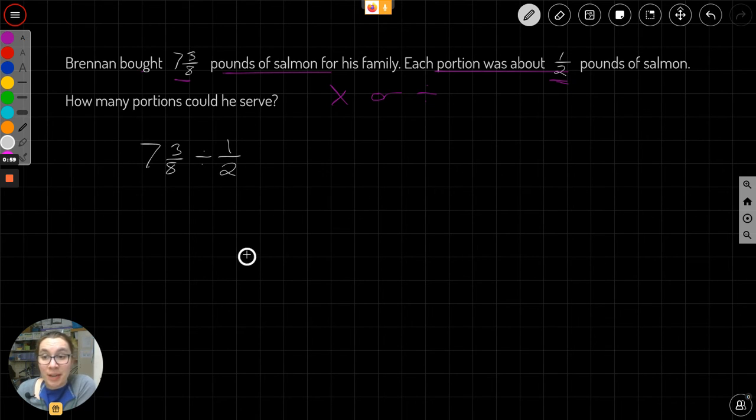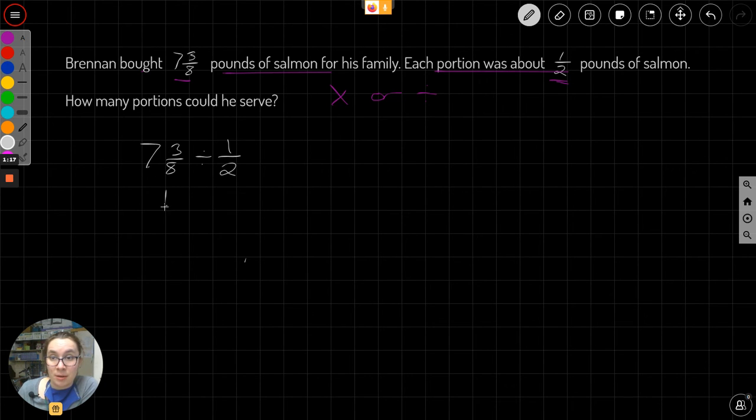And just like with the multiplication problem, the first thing that we need to do is change this mixed number, any and all mixed numbers, into an improper fraction, because we cannot divide 7 by 1/2 and then 3/8 and 1 by 1/2 and then add or whatever. No, we can't do that. We have to change this into a single entity, an improper fraction.